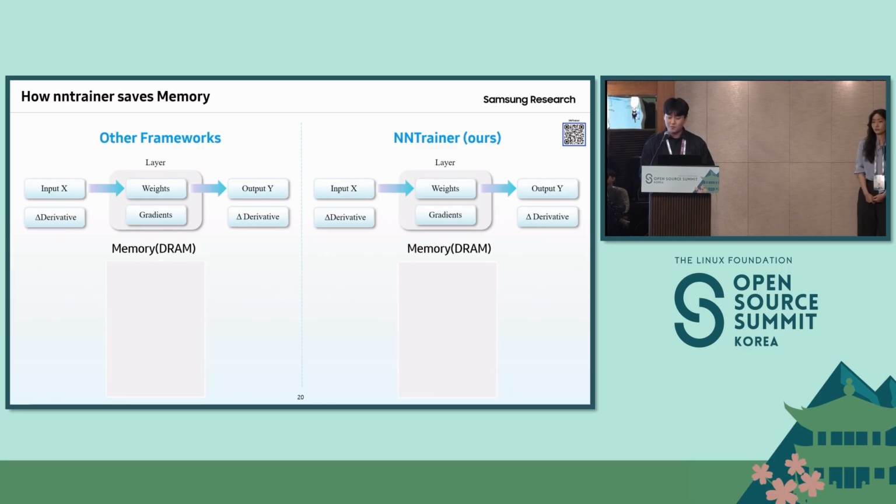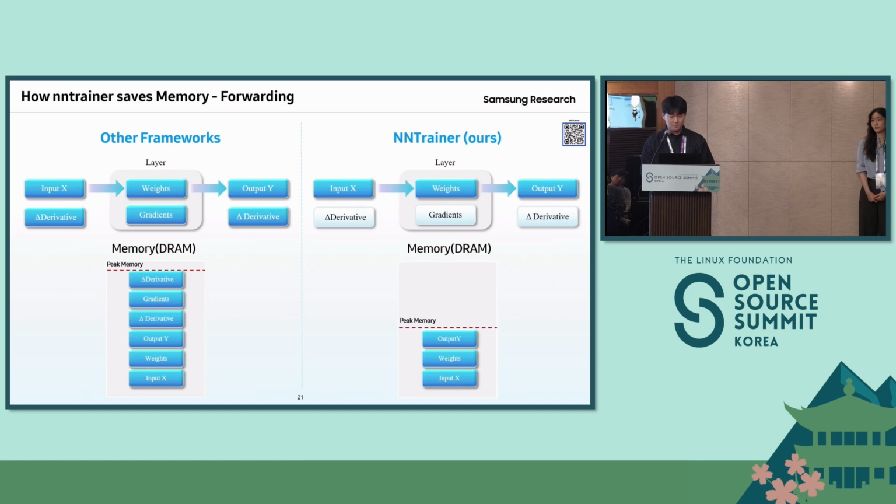Focus on the memory usage of a single layer while training. We reduce the overall memory usage by recognizing that the amount of memory required varies at each stage of training. Other frameworks don't account for on-device constraints, so they allocate all required memory upfront and keep it for the entire training process. NNTrainer, on the other hand, only allocates the memory that's necessary for each individual step. At the forwarding step, as you can see, other frameworks allocate all memory for the entire process, but NNTrainer allocates exactly what's needed.